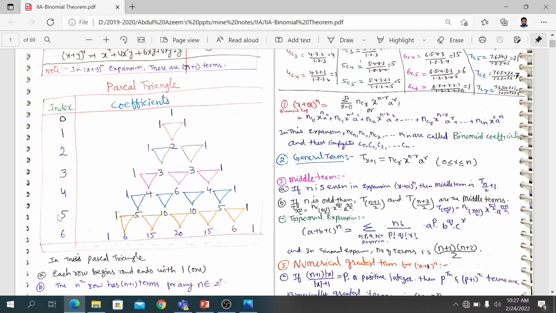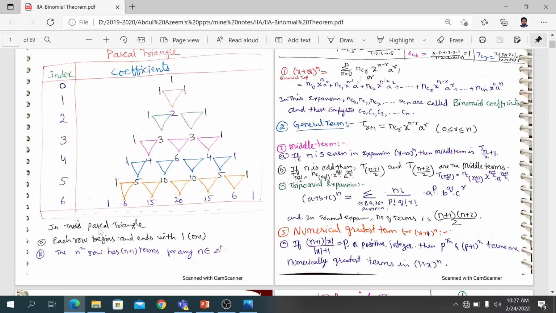If 5 is there, write 1 first and last, and 1 plus 4 is 5, 4 plus 6 is 10, 6 plus 4 is 10, 4 plus 1 is 5. If index 6 is there, 1 first and last as it is, 1 plus 5 is 6, 5 plus 10 is 15, 10 plus 10 is 20, 10 plus 5 is 15, 5 plus 1 is 6. So this is regarding Pascal triangle.